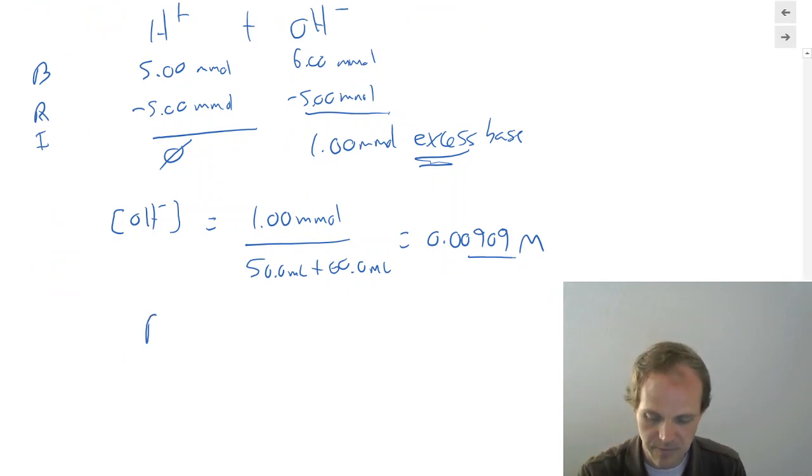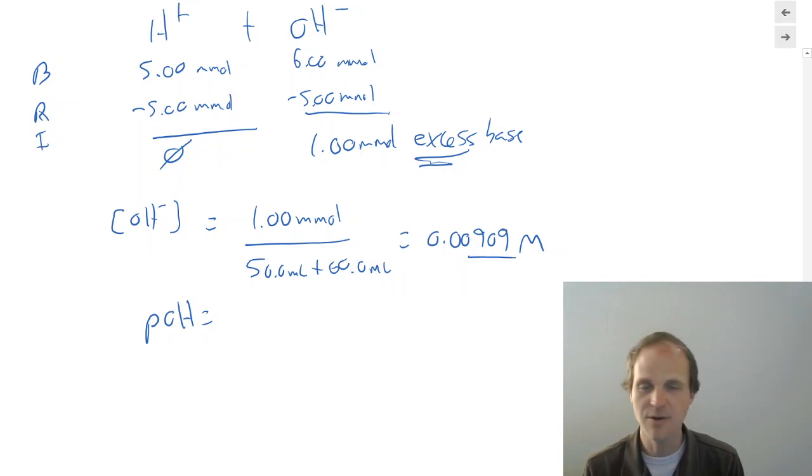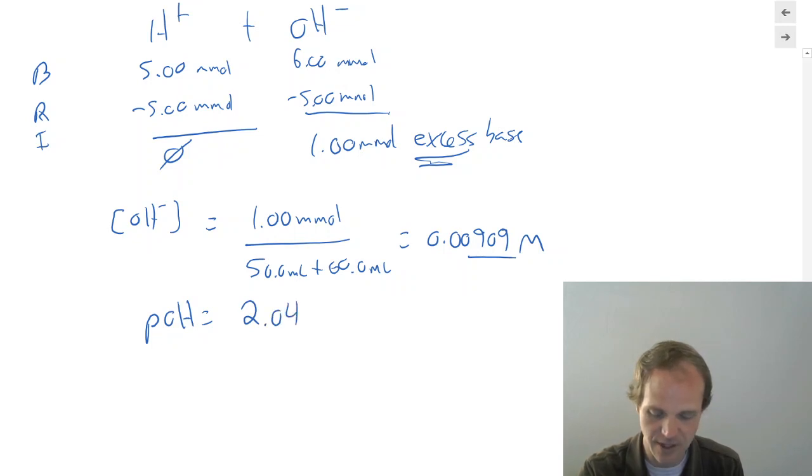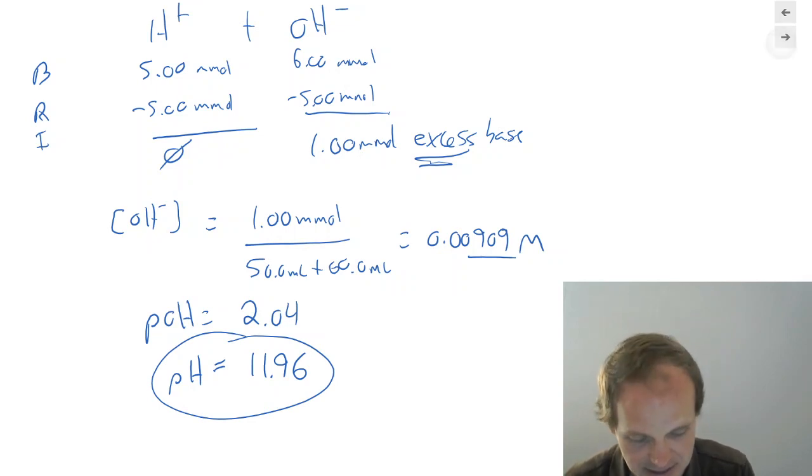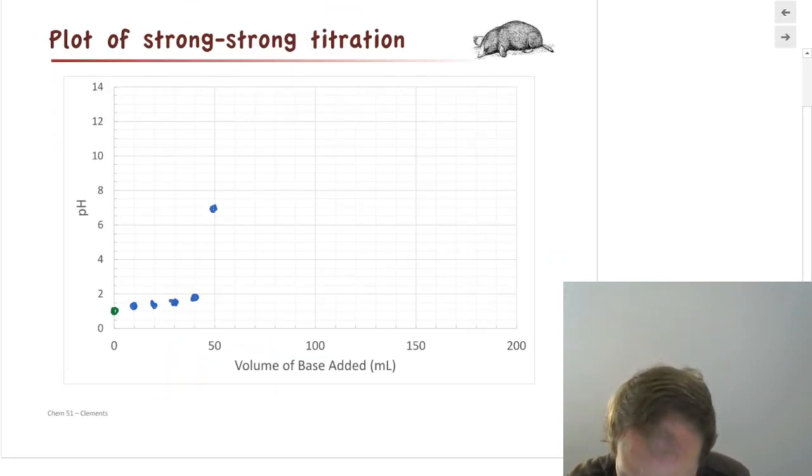Molar, so my pOH is going to be the log of that. And you're like, oh yeah, that's going to be pOH, not pH, because it's the OH minus concentration. Yeah, 2.04, which means my pH is going to be 14 minus that, or 11.96. So my pH is 11.96 at 60 milliliters. We're way up here.